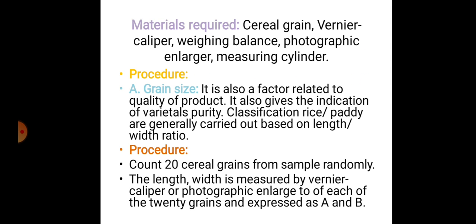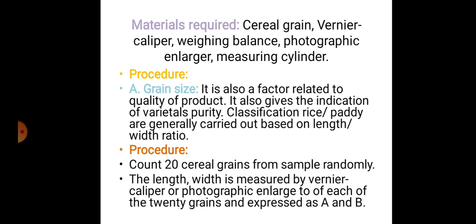Materials required will be cereal grain, vernier caliper, weighing balance, photographic enlarger, measuring cylinder. Procedure, first one: grain size. It is also a factor related to quality of product. It also gives the indication of varietal purity. Classification of rice or paddy is generally carried out based on length to width ratio.